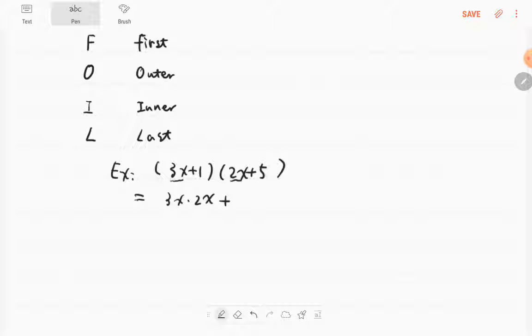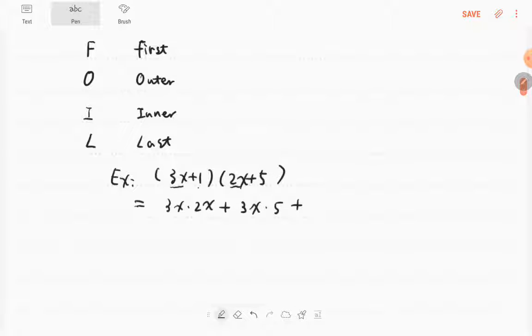3x times 5. So the second, we will think these two are the outer. So the third step, we will treat these two as inner. So 1 times 2x. Of course, the last one means the last. So last term times the last term, 1 times 5.